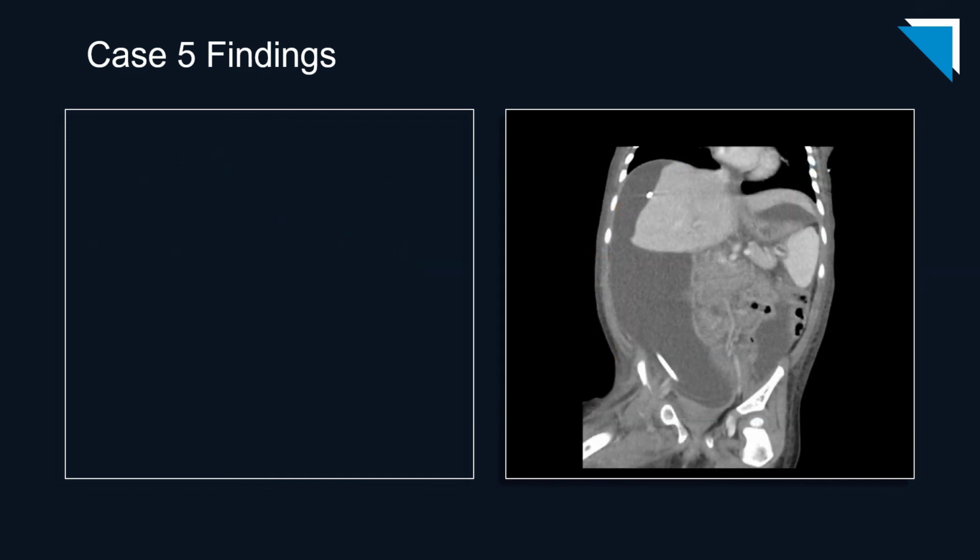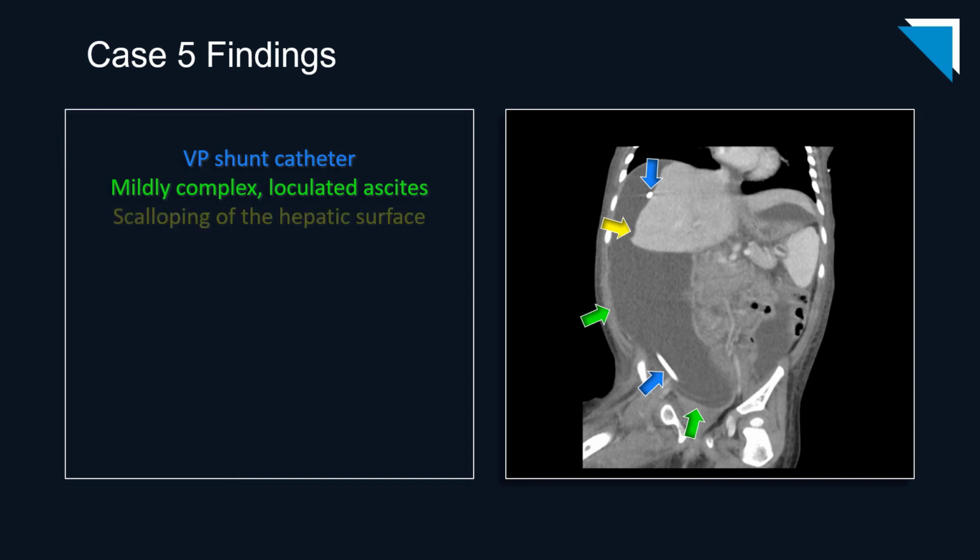The findings are even more conspicuous on this coronal image from the same study. We can again see the VP shunt catheter, the large amount of loculated complex ascites, the somewhat scalloped hepatic contour, and the central clumping of the bowel loops.